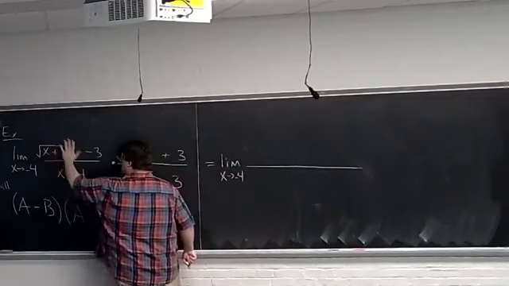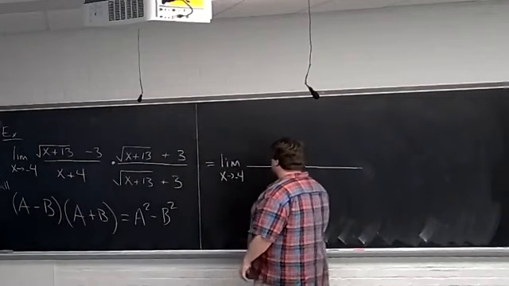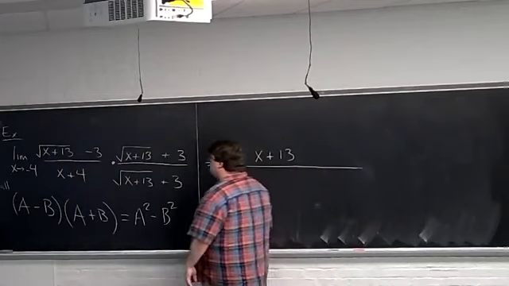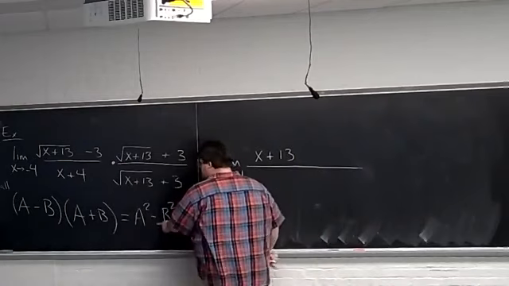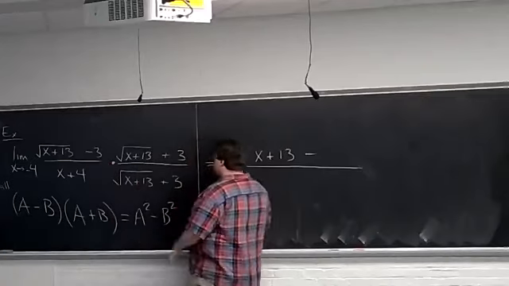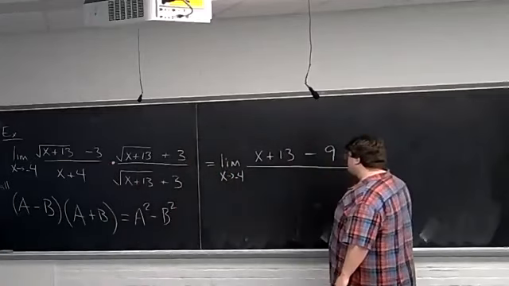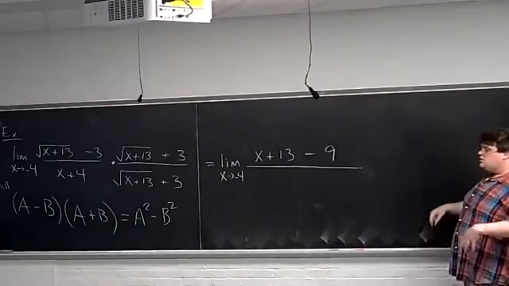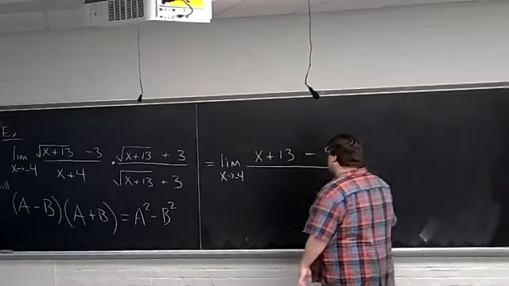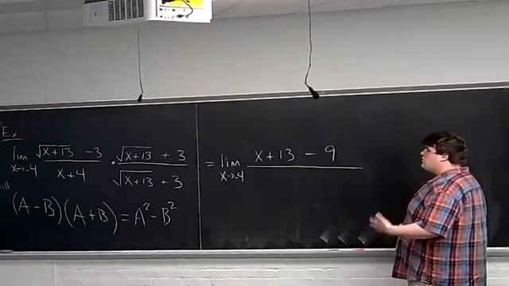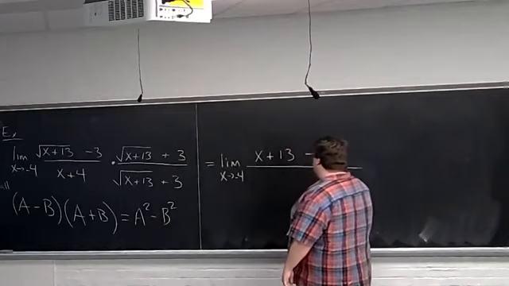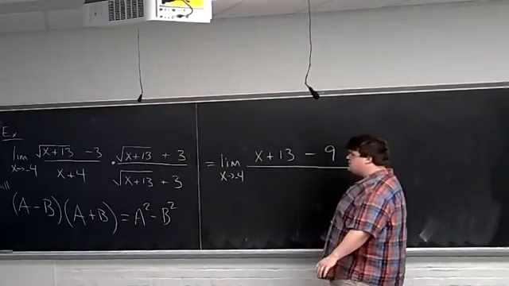The first thing squared, square root of x plus 13 squared, is x plus 13. Minus the second thing squared, the second thing is a 3. 3 squared is 9. So our numerator, using that difference of squares observation, simplifies a little. Notice in the numerator, the square root went away because we squared the two pieces. Any questions about the numerator?